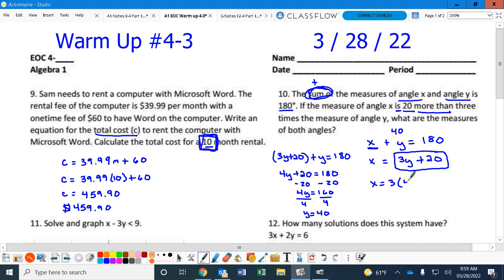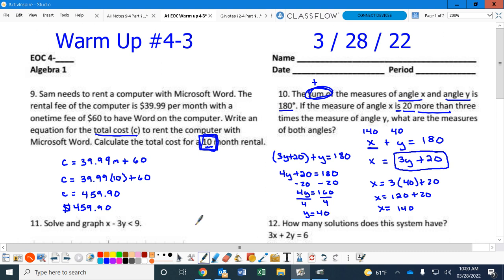3 times 40 plus 20. What's 3 times 40, guys? 120. And 120 plus 20 would put me at a final answer of x equals 140. You could have plugged in the other one. It's perfectly okay. It doesn't matter. You'll get the same answer. But in this case, x is going to be 140.